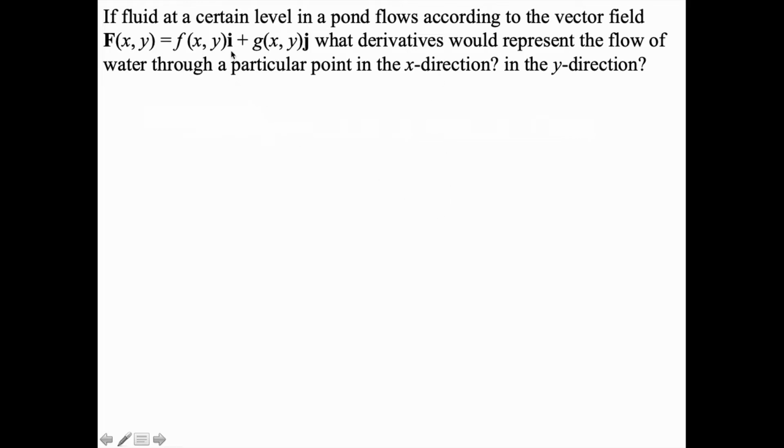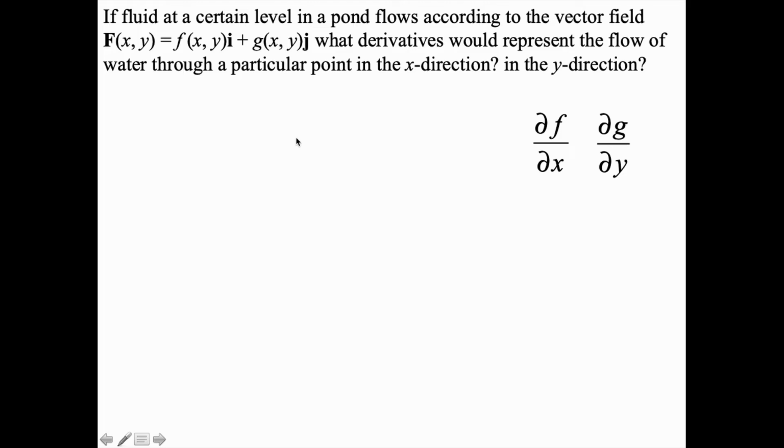So we go to the x component, which is next to the i, and that's little f. So we're talking about the partial derivative of f with respect to x to give us a representation of the flow of water through a particular point in the x direction. But what about in the y direction? Well, again, that implies holding x constant, so we're talking about a partial derivative of the y component, which we call little g, with respect to y.